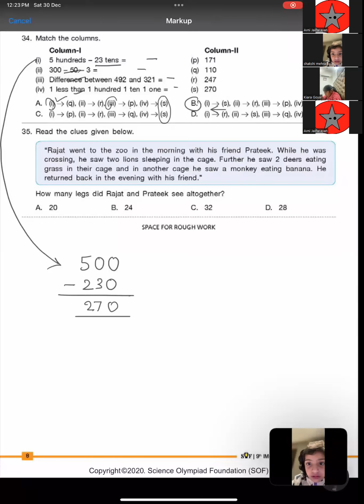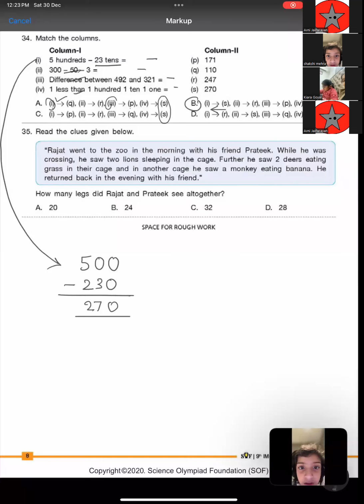Rajat went to the zoo in the morning with his friend Pratik. While he was crossing, he saw 2 lions sleeping in the cage. Furthermore, he saw 2 deers eating grass, and in another cage, he saw a monkey eating banana. He returned back. Now, the question is, how many legs did Rajat and Pratik see all together?